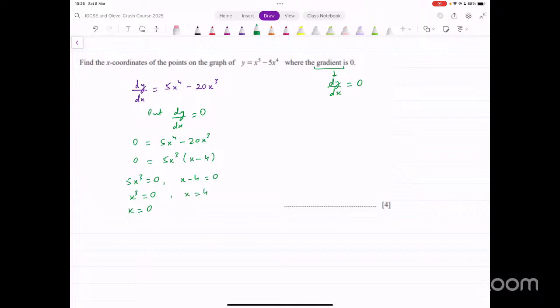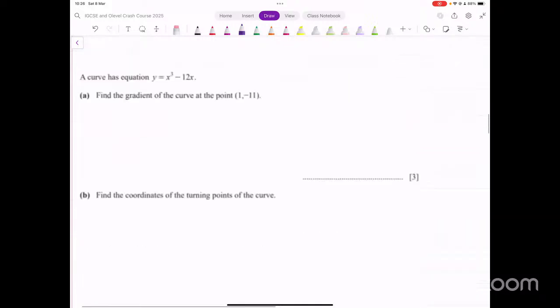And these are the x coordinates that we were looking for. They have not asked for the y coordinates. They have specified they just want the x coordinates. So we can write down these final answers. We can say x is either equal to 0 or x is equal to 4. These are the two values of x that we get from this. All right, let's move on.